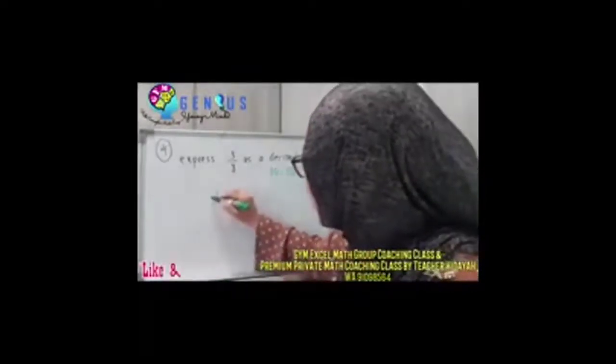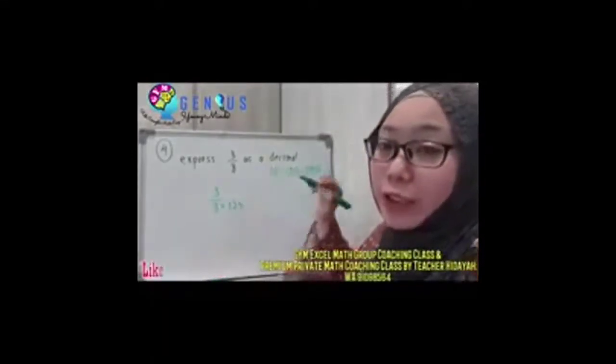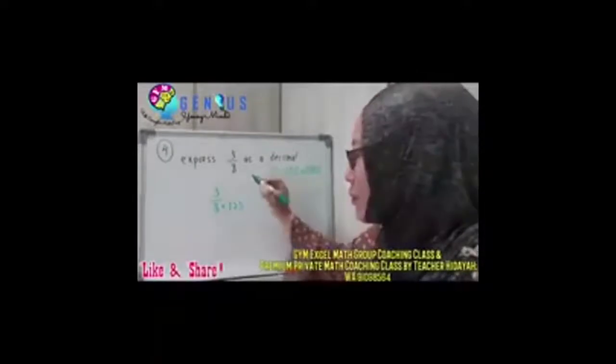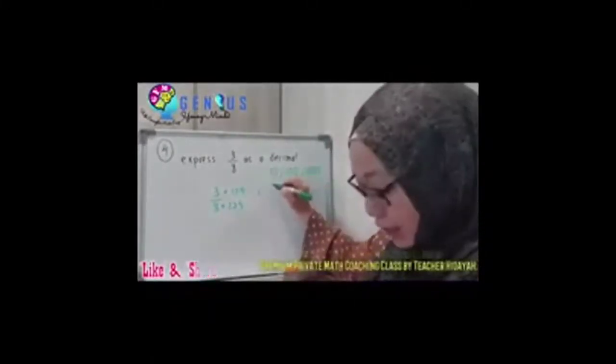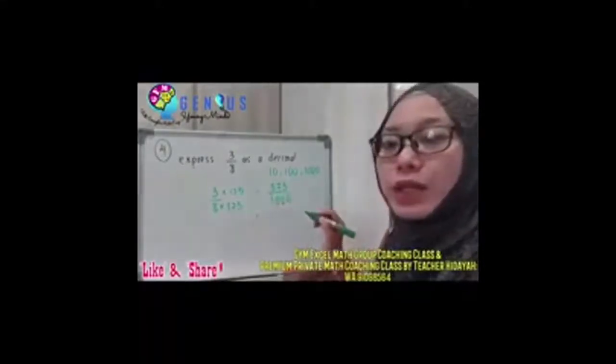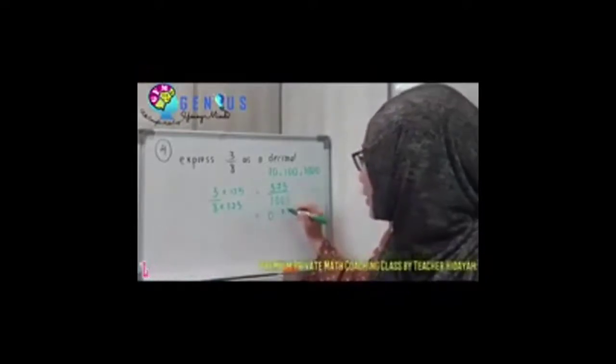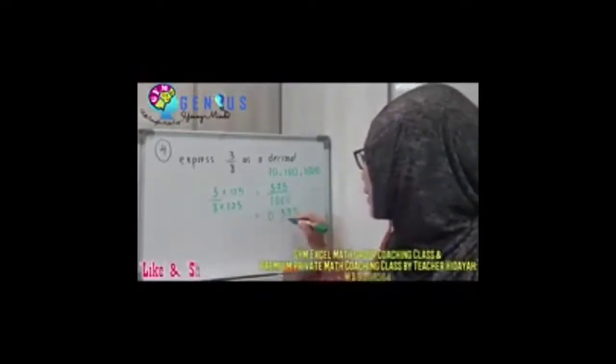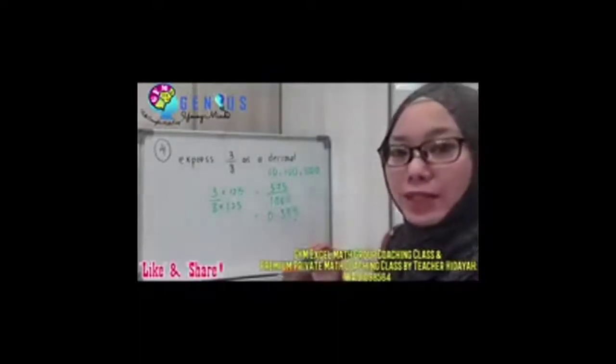So which means 3 over 8, you change the denominator to 1000, means we are going to times it with 1, 2, 5. Whatever you do to the denominator, the numerator will have to do the same. Here also times 1, 2, 5. So I will get 375 over 1000. So 1000 means 3 decimal places, so it's 0.375. 1, 2, 3 decimal places.